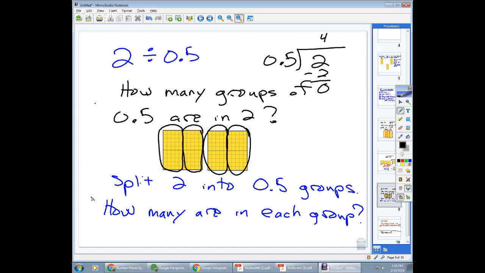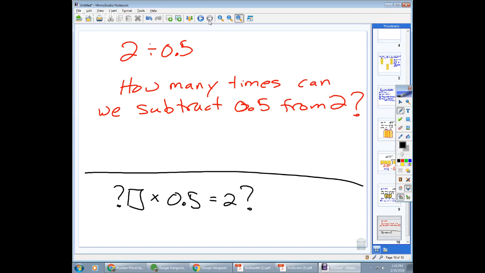So let's see. Next models we had to choose from. How many times can you subtract 0.5, or 5/10ths, from 2? That's not too bad. We've already learned decimal subtraction. So we can take 2.0 and subtract 0.5. Remember with decimals, we have to line up the decimal point as our algorithm for subtraction.